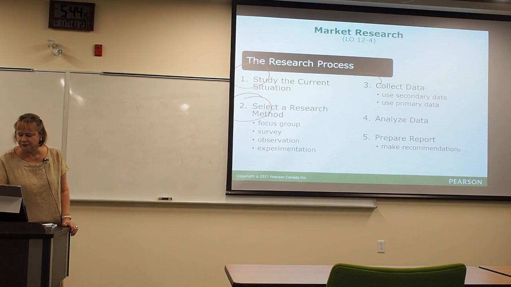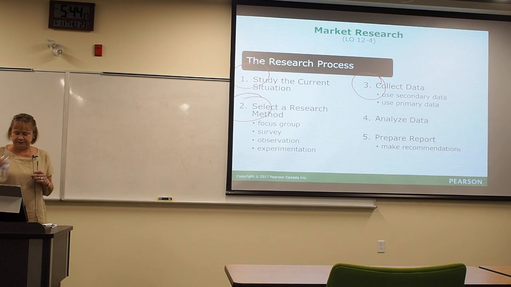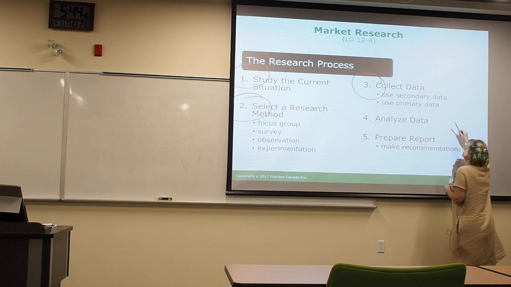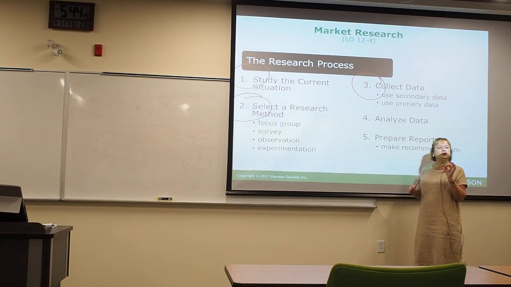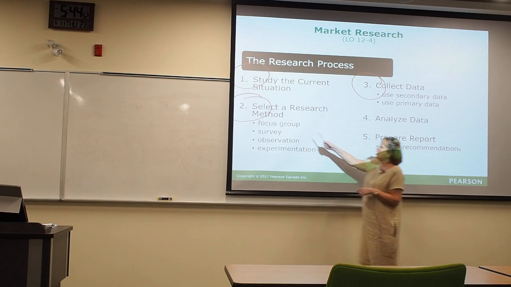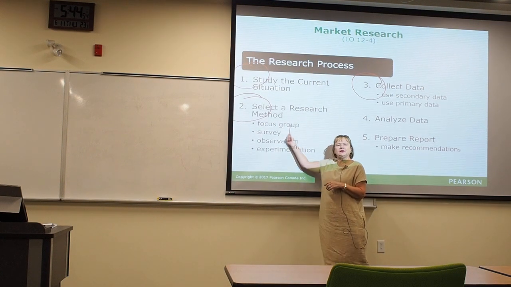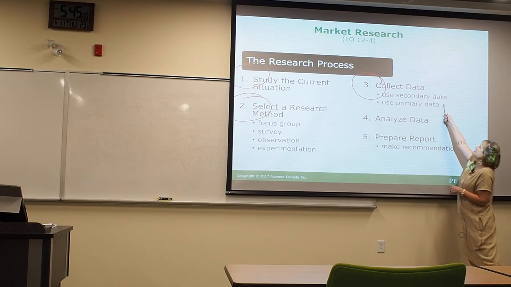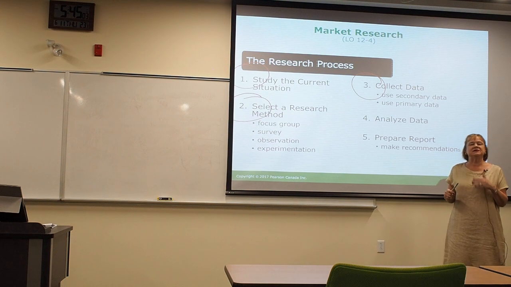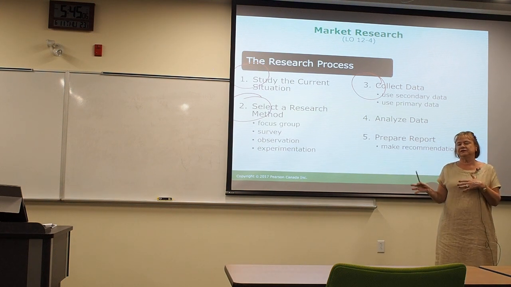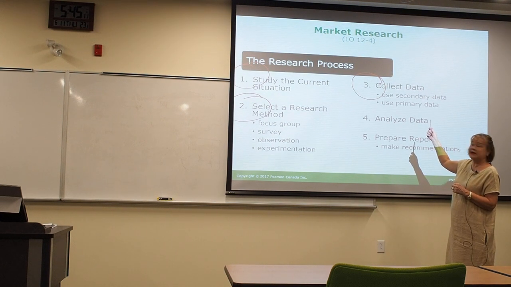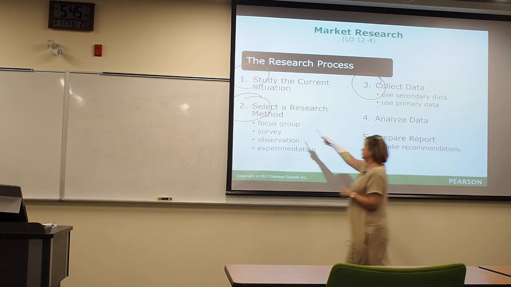Okay, the third step in the research process is collecting data. Collecting data can be secondary data or primary data. Primary data is new data that doesn't already exist. All of these are primary data. Brand new data that doesn't exist that's going to be produced. Secondary data is data that already exists. It's at the library, the periodicals, the magazines, the journals, it's all over the internet. Secondary already exists, you just need to find it and access it. Primary is brand new using one of these methods.